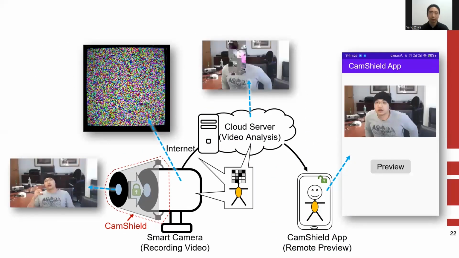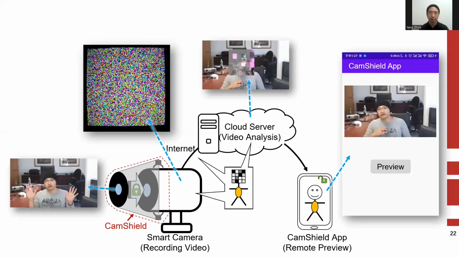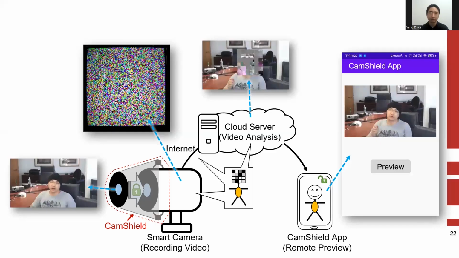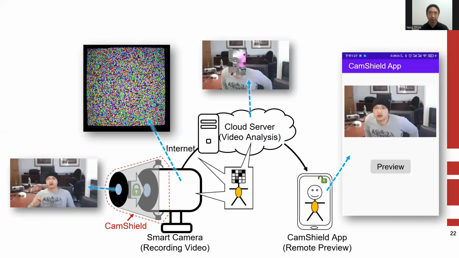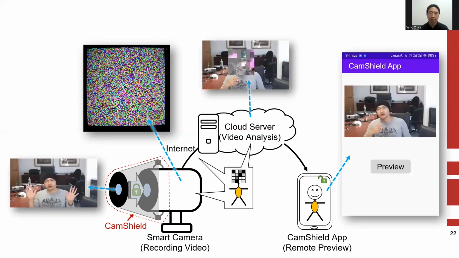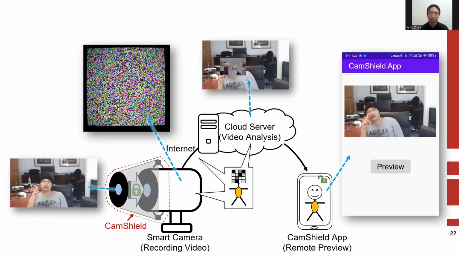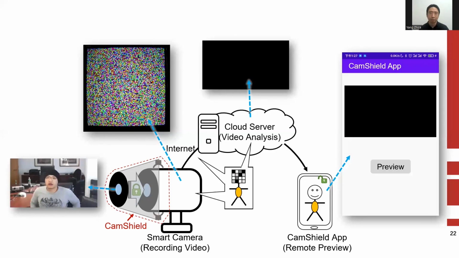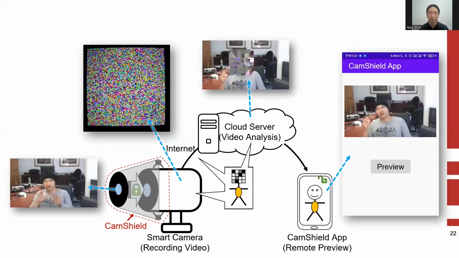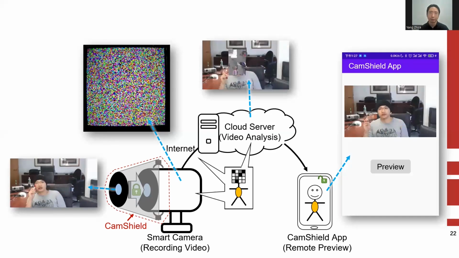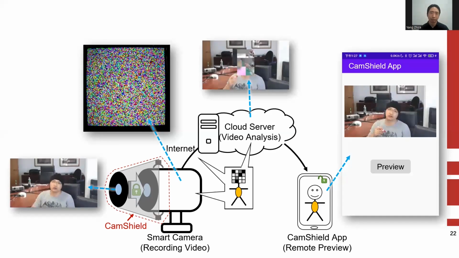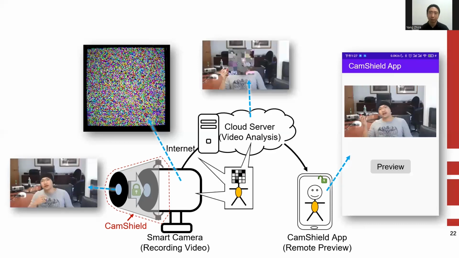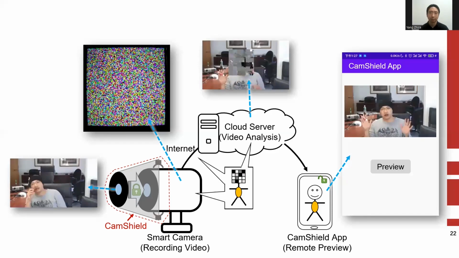Here is a showcase of the entire system. The video stream is first captured by the CamShield device, and then it is encoded into a VLC stream and displayed on its screen. The VLC stream will be captured by the smart camera. So the smart camera transmits the VLC stream to the cloud server and the CamShield app. After VLC decoding, the cloud server can obtain the encrypted video and analyze the partial information. At the same time, the CamShield app can decode and decrypt to obtain the original video.